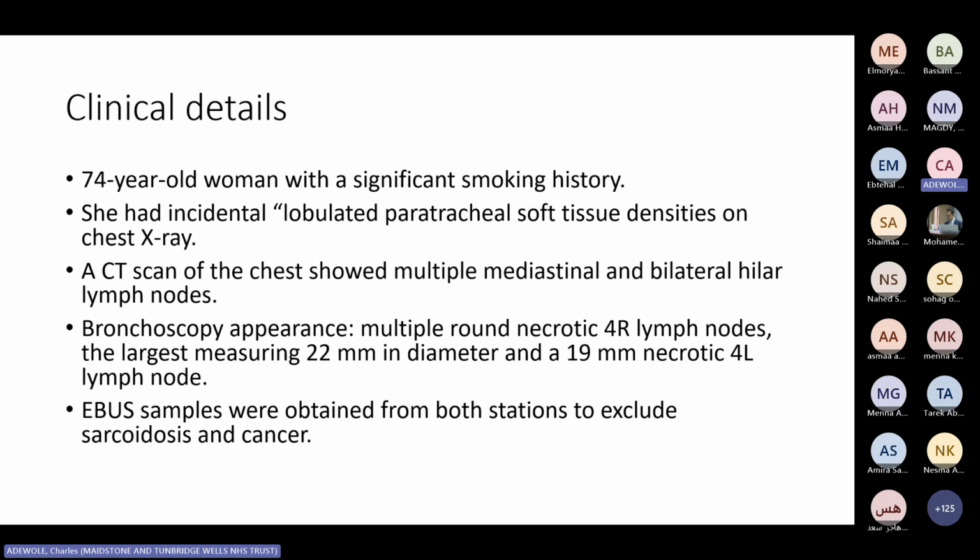Samples were obtained from both stations for us to exclude sarcoidosis and cancer, which was what the clinical team were thinking about. So under the microscope, we had similar findings in both lymph nodes, which was basically scattered single and few clusters of cells, which appeared epithelioid. There was moderate nuclear enlargement and pleomorphism. The nuclei for most of these cells were central, but a few of them showed some eccentric positioning, and they had prominent nucleoli and abundant eosinophilic cytoplasm.